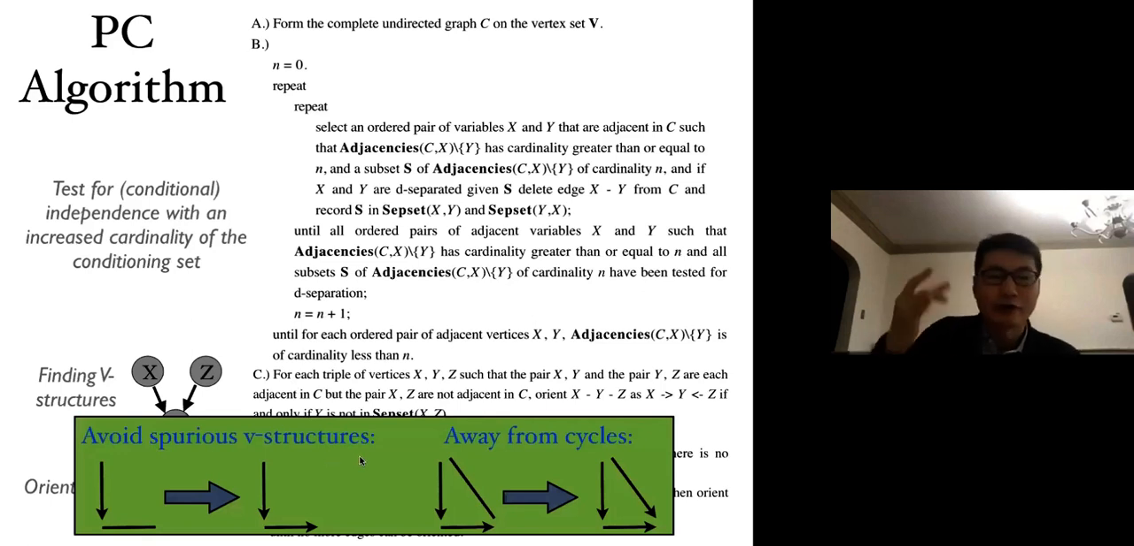In total, there are only four rules, and they have been shown to be complete. Basically, you can only find such information. There's no additional information you can make use of to discover the direction in the causal graph. The first one is to avoid spurious V structure. So after you find the V structure, you can see this direction, and this is.